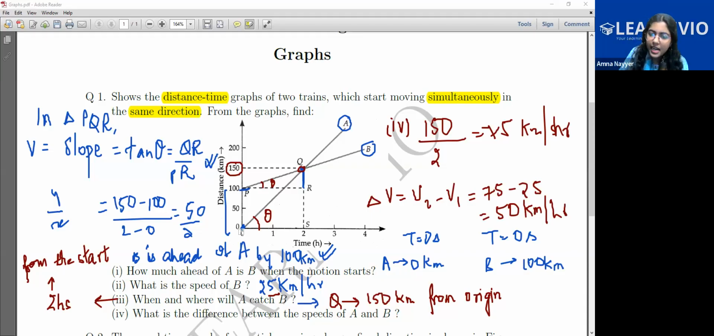So when the motion starts, put your pen at the origin when the time is 0 second. Then look, what's the distance covered by B at that time? 100 kilometer, answer 100 kilometer.